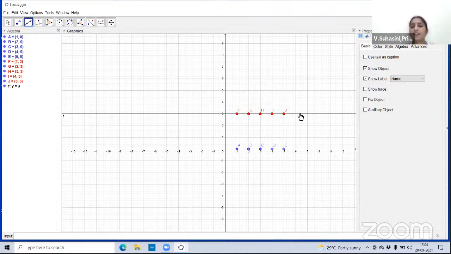How the equation y = 3 can be explained will be covered in tomorrow's class. And before that, let us go to the next example.